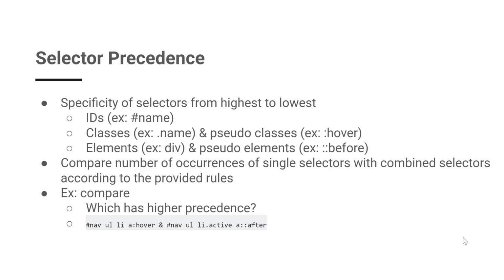On the left, we have three elements: the UL, LI, and A. However, on the right, we have four elements: the UL, LI, A, and then the after pseudo element. And because of that, the one on the right will take highest precedence. The reason is that this is providing more specific directions to a particular location.